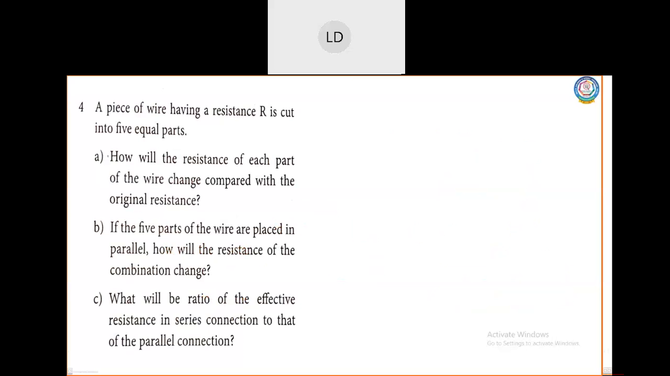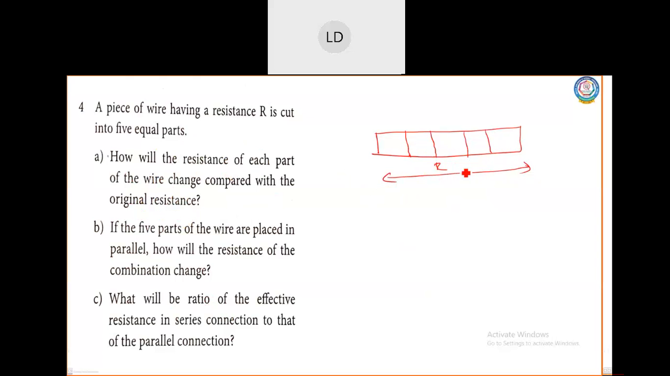Next we are moving on to the fourth one, very important. Look at this. A piece of wire having a resistance R is cut into 5 equal parts. Now let us take a wire. Now this is having a resistance R. The resistance of this wire is R, children. Now I have cut this into 5 parts. So when I cut it into 5 parts, the first question is, how will the resistance of each part of the wire change compared with the original resistance? What will be the resistance of each part now?